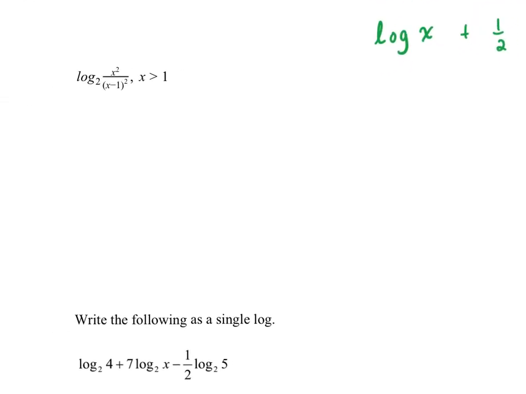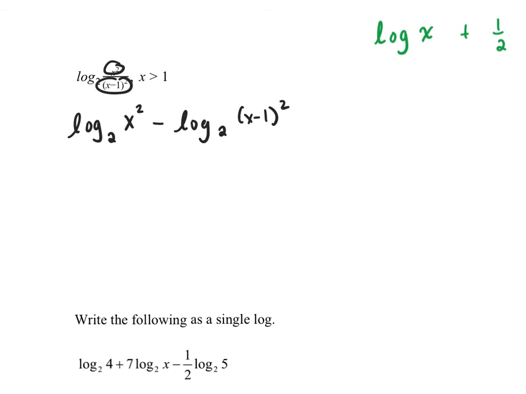So let's look at this one. We have log base 2 of x squared over x minus 1 squared, x greater than 1, to preclude any negatives. So I would first see that I have two things divided, so I'll divide it into two logs by subtracting. So log base 2 of x squared minus log base 2 of x minus 1 to the second.